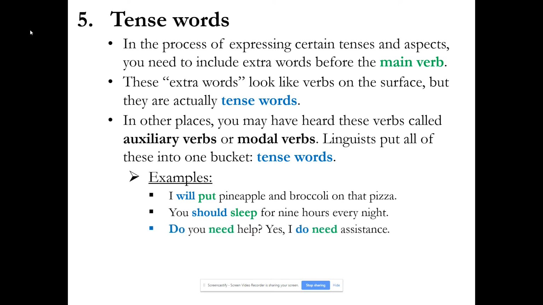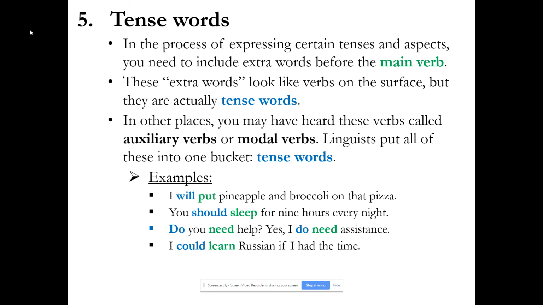Do you need help? Right? Need is our main verb, but you need the do here. The do is part of forming questions in English. It is utterly meaningless. It's one of our rare inheritances in grammar from Gaelic. Most of our language came from Latin, ancient Germanic languages like Old English, and French, of course, but we have little bits of grammar that came in from Gaelic, and the meaningless do is one of them, right? So this do acts like a tense word in this context.